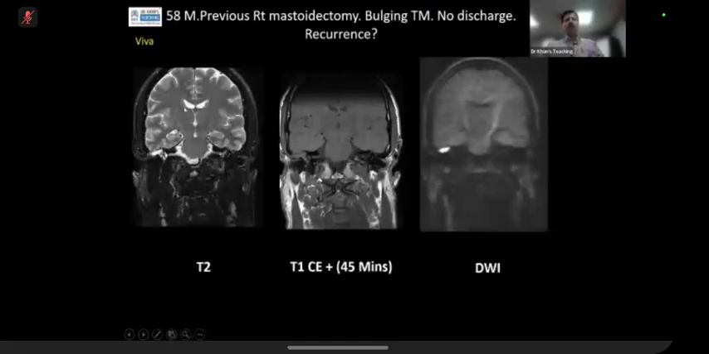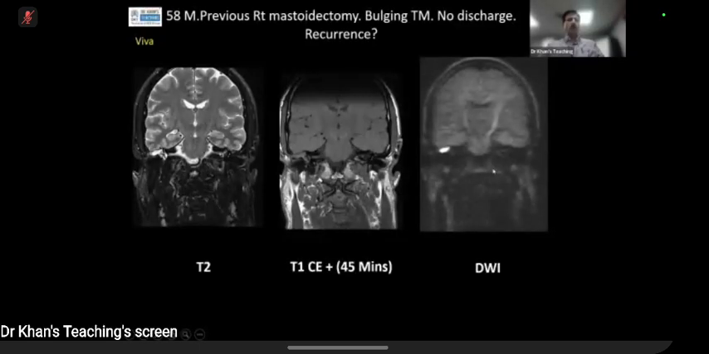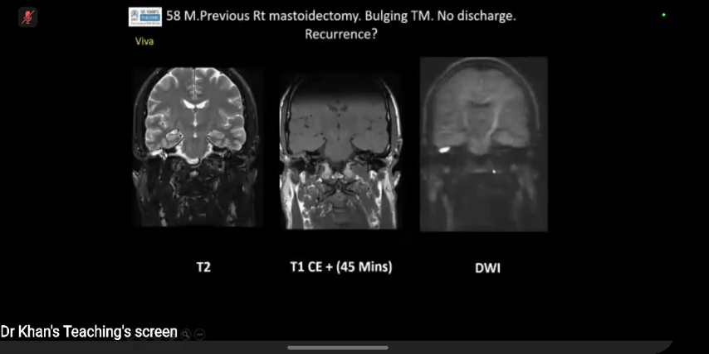This is a T2 weighted sequence. This is a T1 post contrast, which has been delayed post contrast, a 45-minute delay. And this is a DWI. So candidate 3, what is your conclusion? So my conclusion is that there is a soft tissue mass, bright on T2 and doesn't show significant enhancement on post contrast, but is showing some restriction. So with the conclusion, it's going to be a cholesteatoma because it restricts.